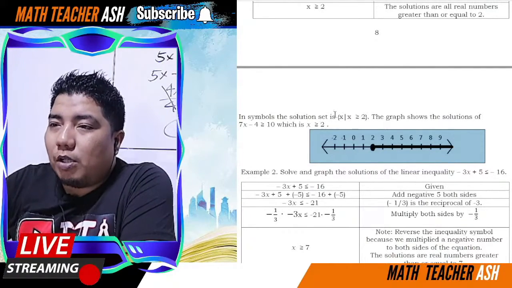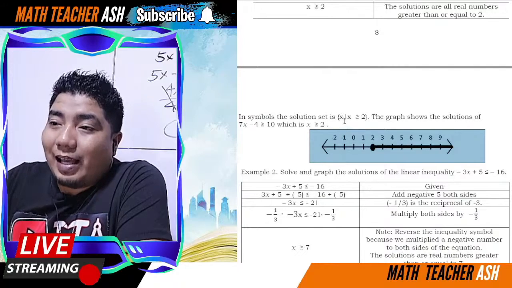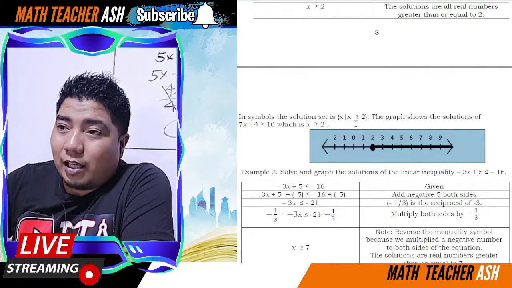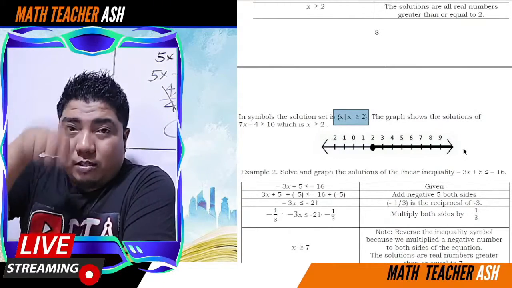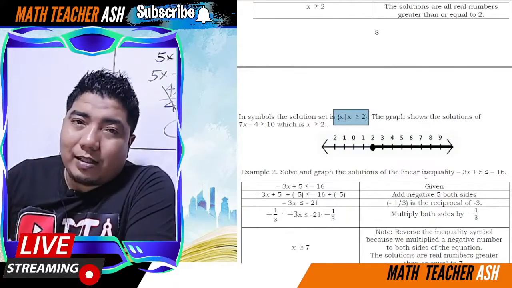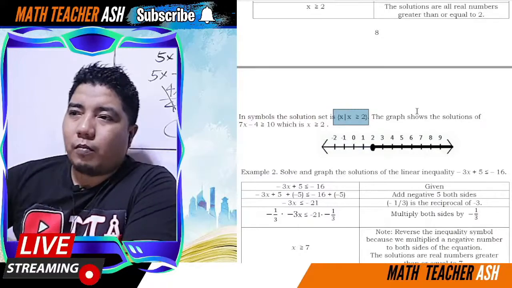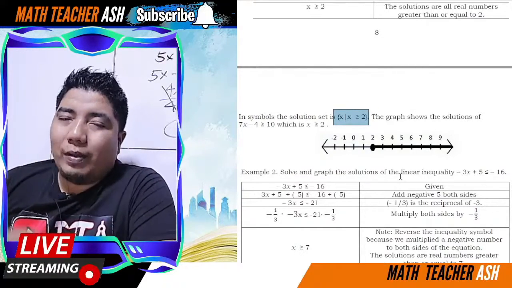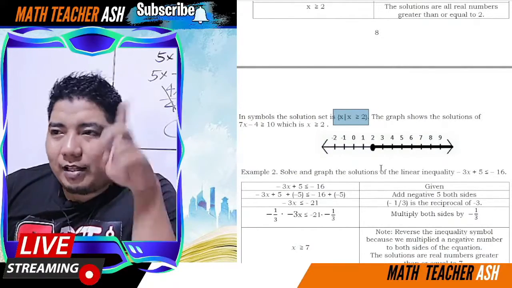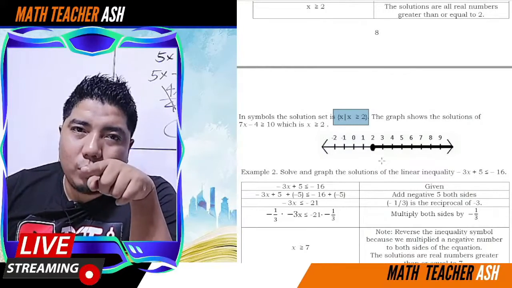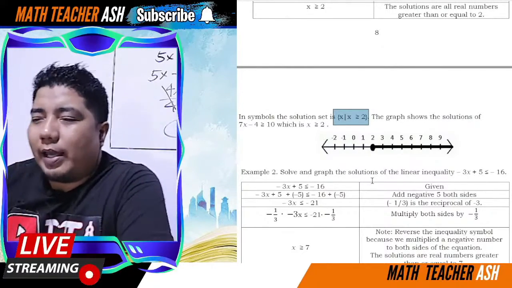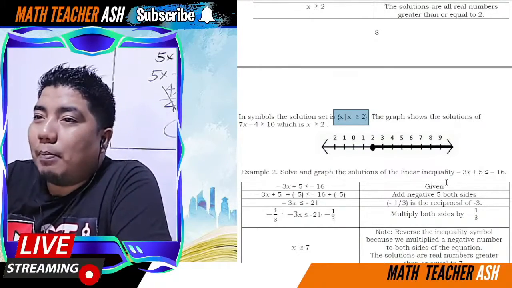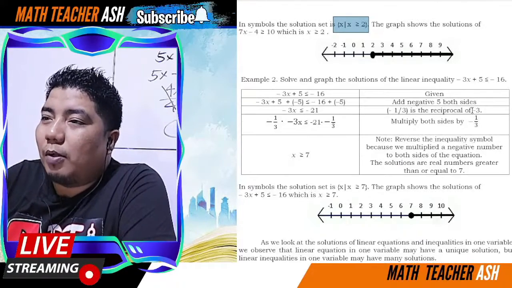Okay? So, in symbols, the solution set is the set of x. Ito yung pagkasulat ha. The set of x such that x is greater than or equal to 2. So, in graph, you will start with a dark dot in positive 2, and since it is greater than 2, you go to the right. Okay, so ganun lang po kadali, my dear math learners. So, how about this one?